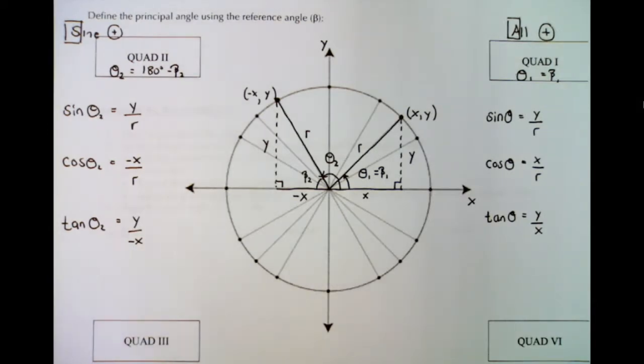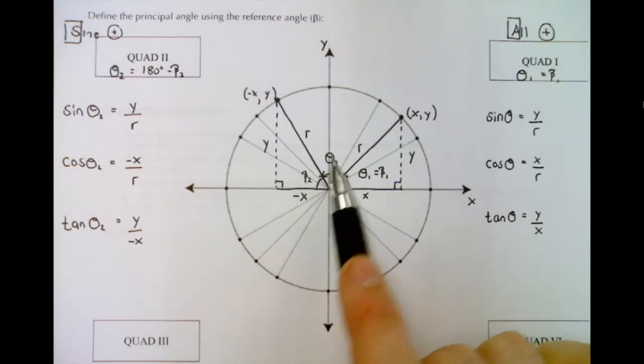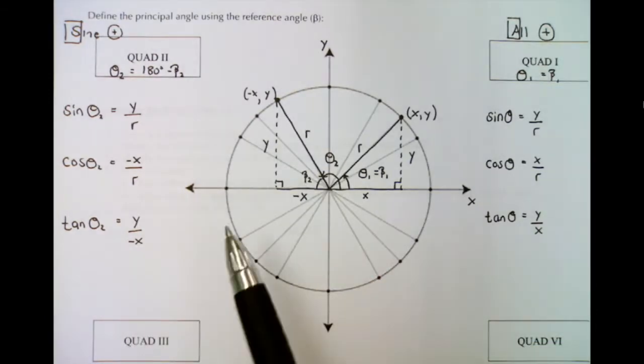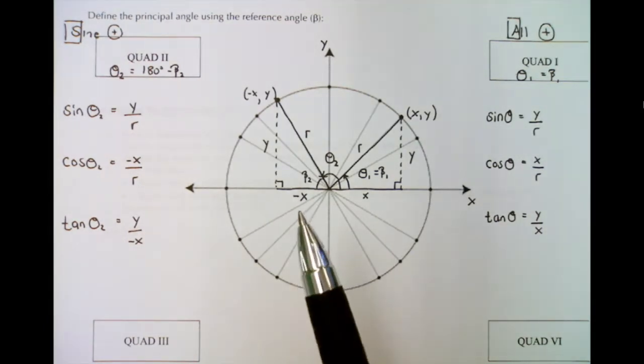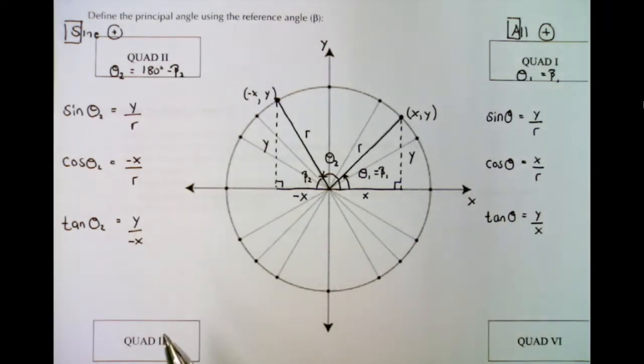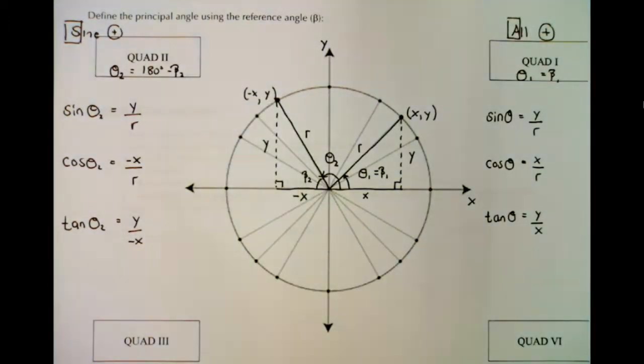Now there's a direct relationship between sine of beta and sine of theta, and the relationship is that you'll always get the same ratio. The only difference is the sign of that ratio, that sometimes it's positive and sometimes it's negative, and it depends on what quadrant you're in, because the x and y coordinates in those quadrants can either be positive or negative.